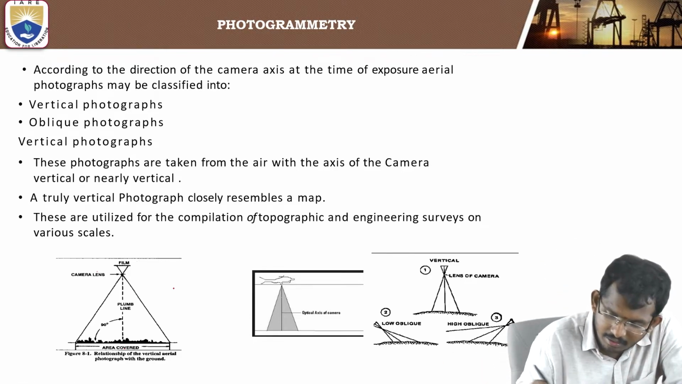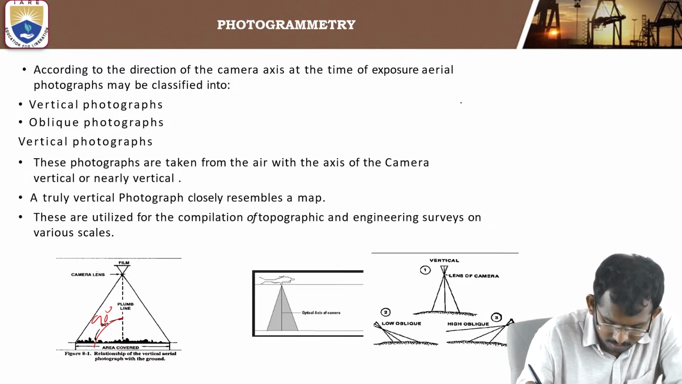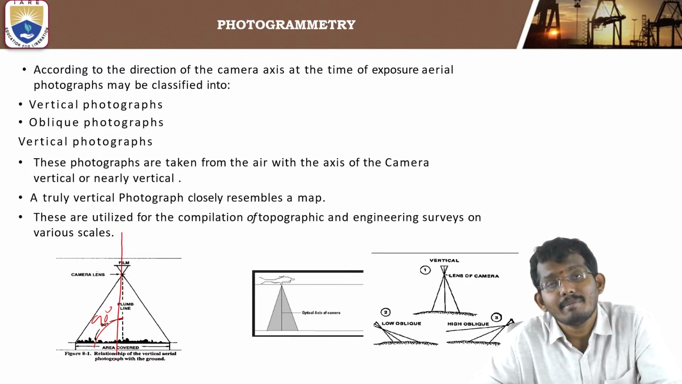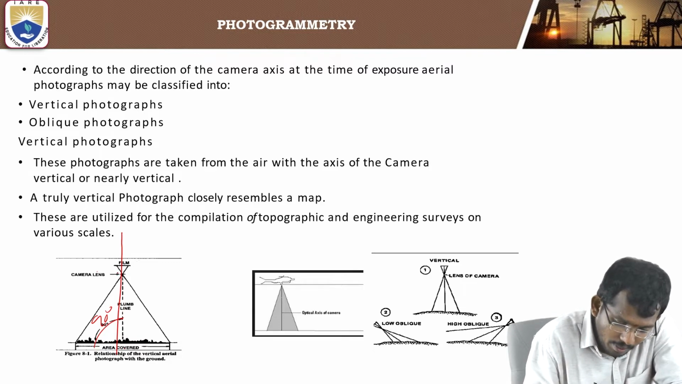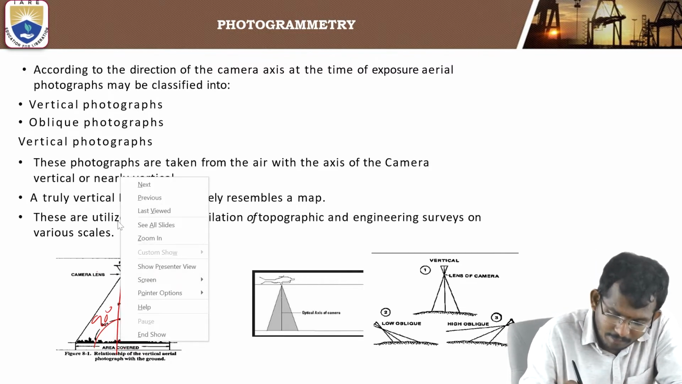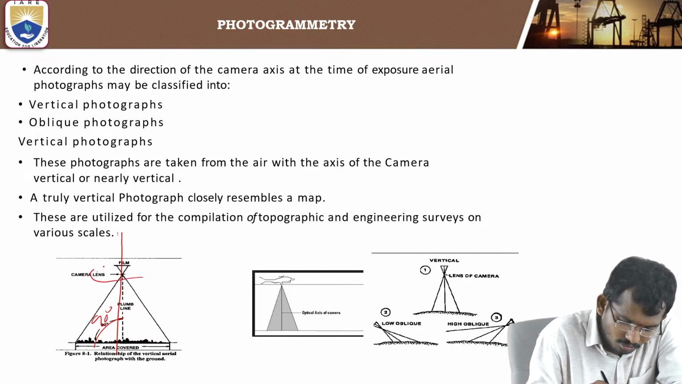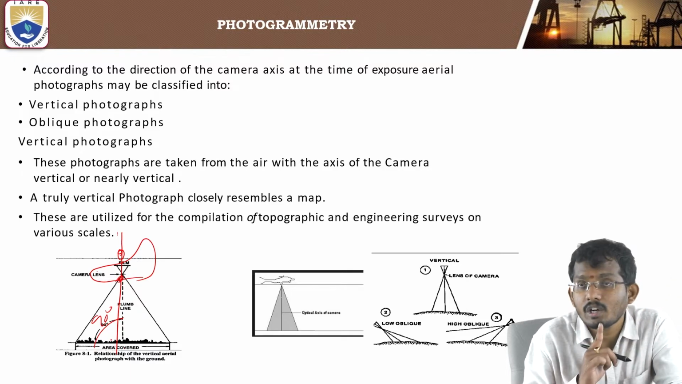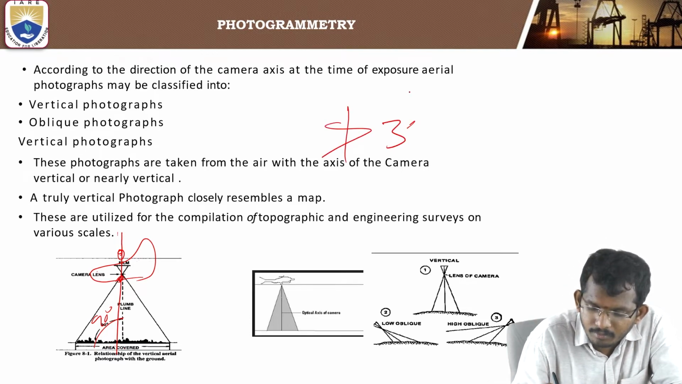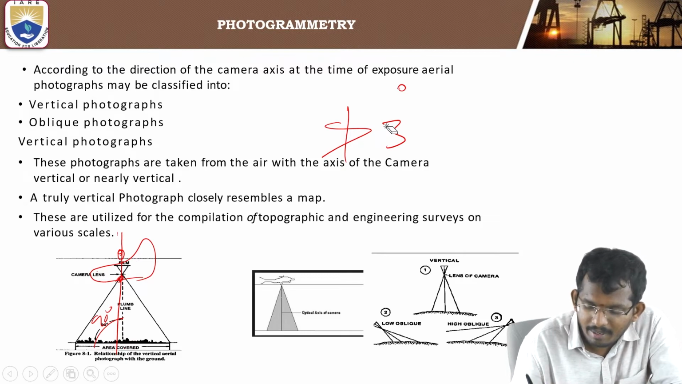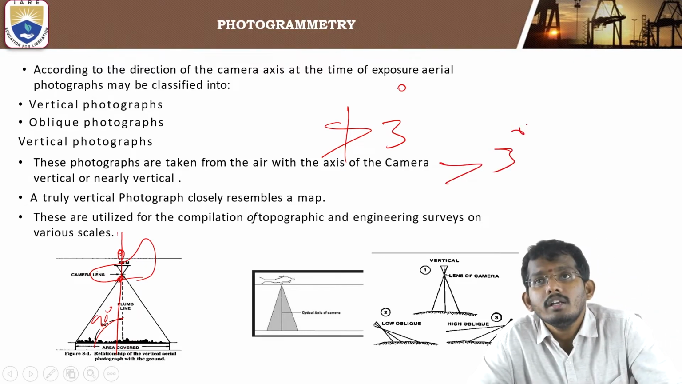If the plumb line is exactly 90 degrees, it's called a vertical photograph. We have a plumb line as well as a camera axis. The line passing from the center of the camera lens, object piece, photo principal point and ground principal point is called the camera axis. If the camera axis is not inclined more than 3 degrees, it is called a vertical photograph. If the camera axis is inclined more than 3 degrees, it is called an oblique photograph.